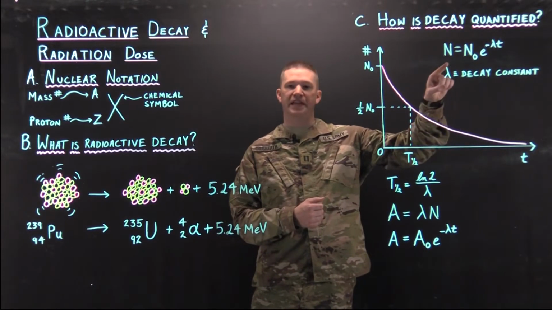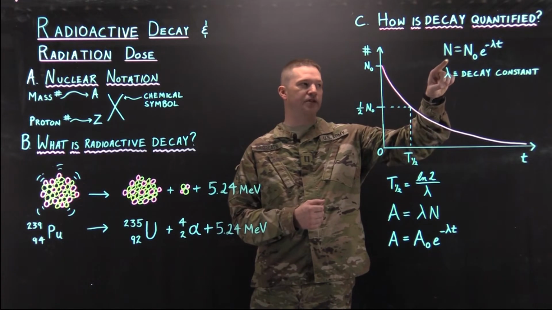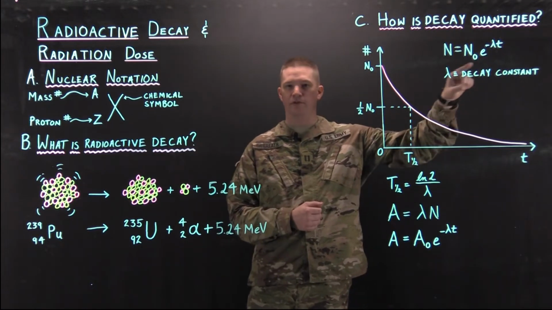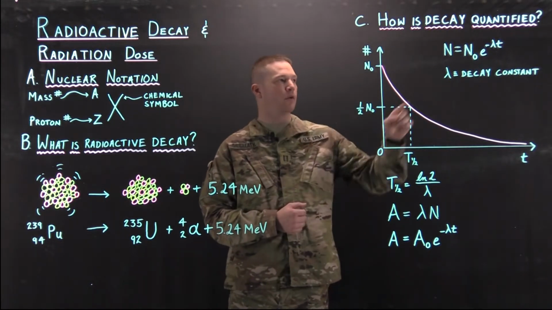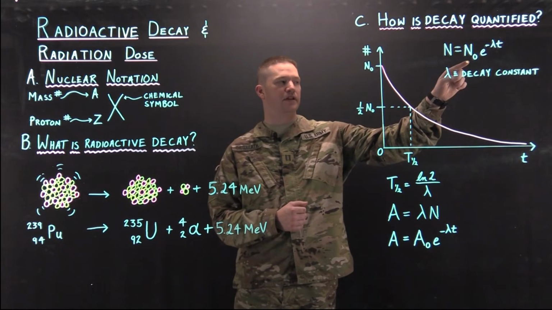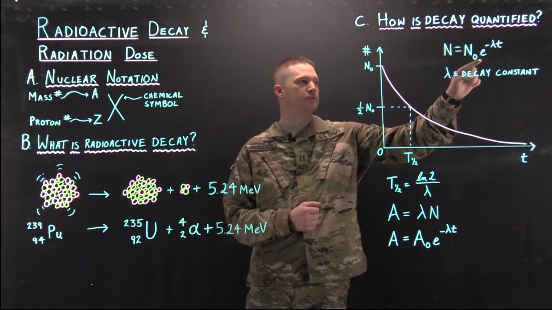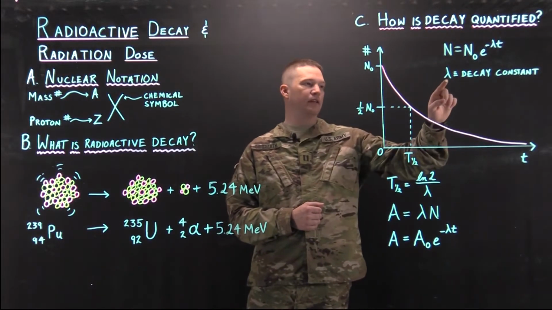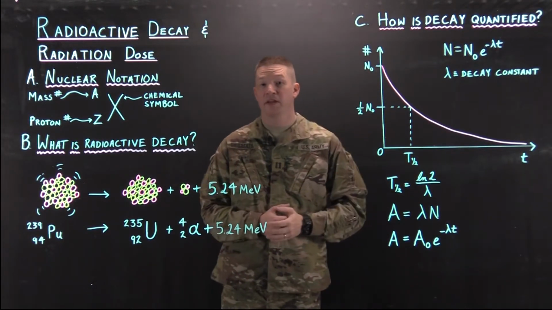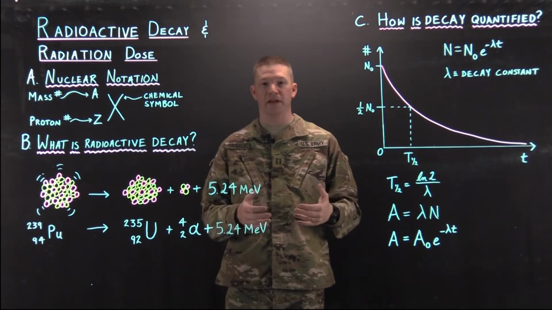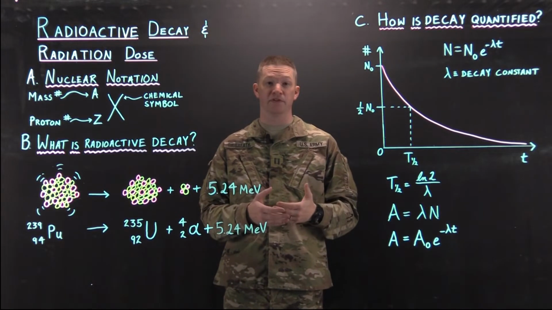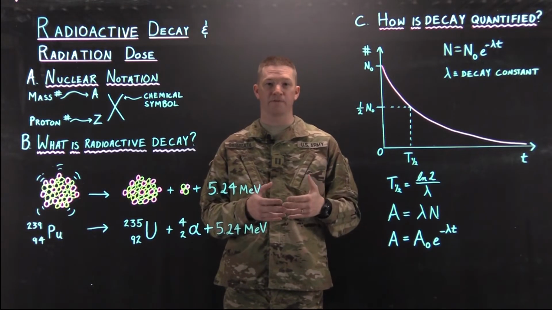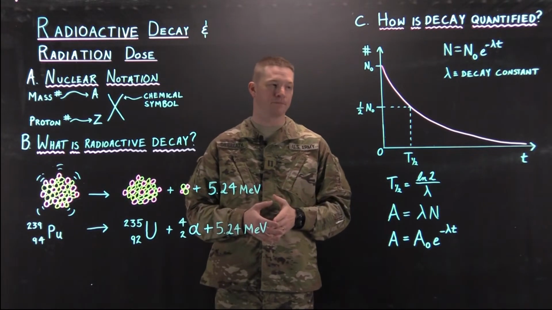We can actually calculate the population at some time t using this equation shown here, where the population N is equal to the initial population times the exponential of negative lambda t, where lambda is your decay constant. That decay constant is going to be tabulated in a reference, or it's going to be given to you. It is a property specific to each radioactive nuclide.